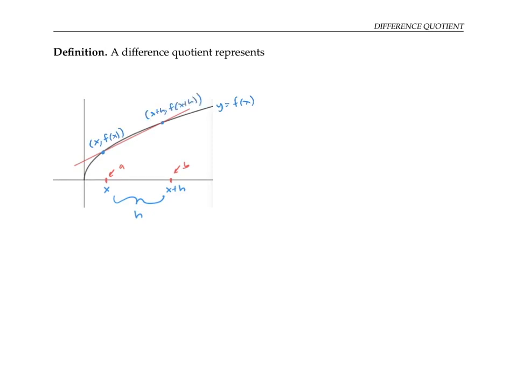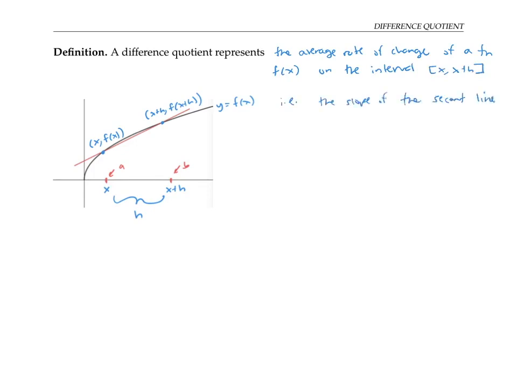A difference quotient is simply the average rate of change using this x plus h notation. So a difference quotient represents the average rate of change of a function f of x on the interval from x to x plus h. Equivalently, the difference quotient represents the slope of the secant line for the graph of y equals f of x between the points with coordinates (x, f of x) and (x plus h, f of x plus h).